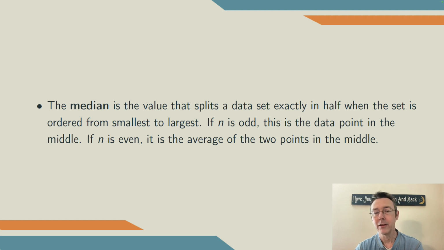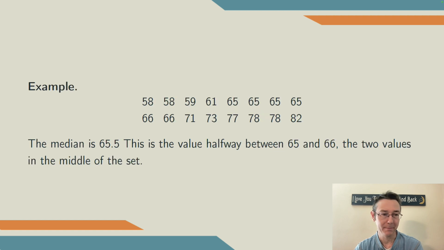Secondly, the median is the value that splits the data set exactly in half when the set has been ordered. If n is odd, there's exactly one data point in the middle, so that's the median. And if n is even, you have 2 points in the middle, so you've got to take the average of those two. That is, you go halfway between the 2 points in the middle.